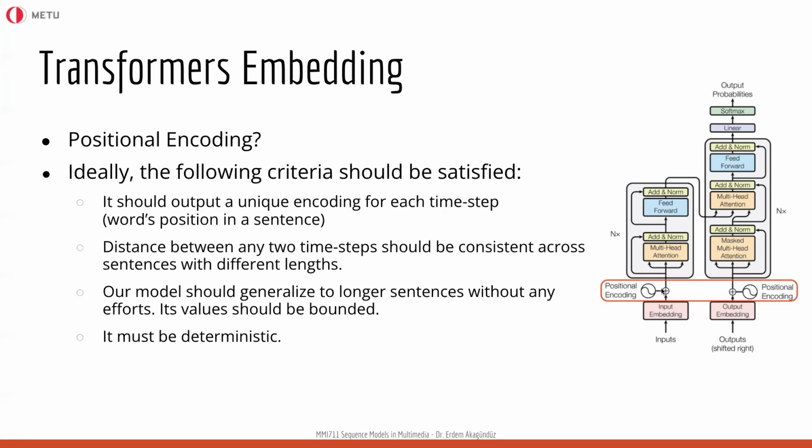So let's go over the criteria that I'm talking about. It should output a unique encoding for each time step, its position in a sentence, so we should understand which position the word is. Distance between any 2 time steps should be consistent. And our model should be able to generalize to longer sentences without any effort. Its values should be bounded. It must be deterministic. And I didn't write it here, but more important than all of these, it should be embedded in all dimensions, because one dimension could be noisy in this vector embedding. It should be there. And they've come up with this idea. And what is it?